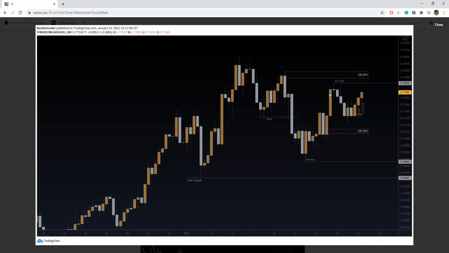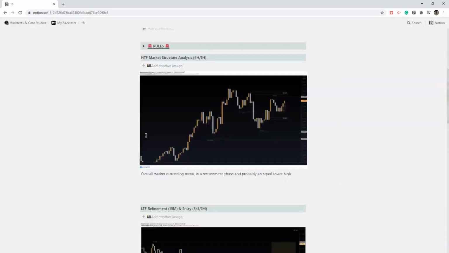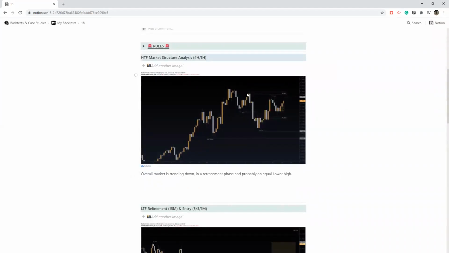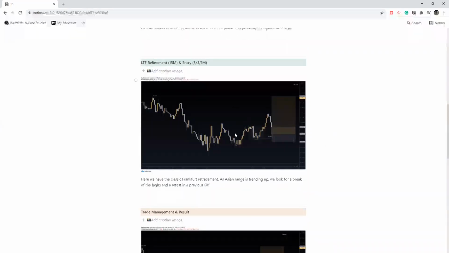Okay, so this could be a 4H OB, but it's not. So let me see what you're actually looking for. Overall market is trending down, in the retracement phase and probably an equal lower high. All right, this is what you're looking for. Here we have classic Frankfurt retracement.